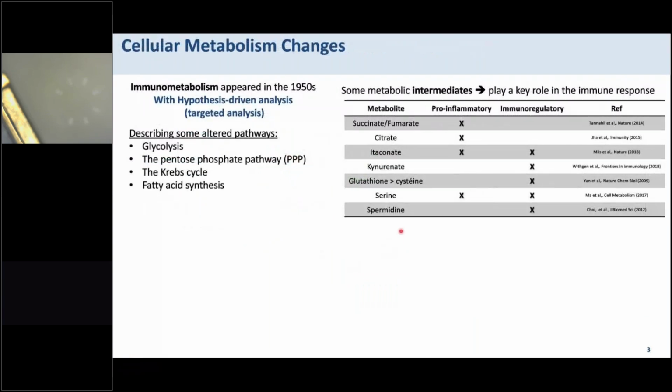Cellular metabolism was studied with a targeted analysis, and we call this the immunometabolism field. It appeared in 1915, and they succeeded in describing some alternative pathways like glycolysis, the PPP, or the Krebs cycle, but also some intermediates of the metabolism with key roles in the immune response, such as pro-inflammatory succinate, citrate, or itaconate.